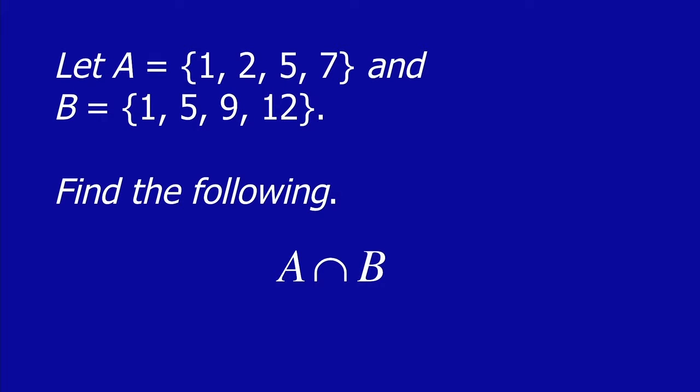Let the set A be equal to the set of numbers 1, 2, 5, 7, and let set B be equal to the set of numbers 1, 5, 9, 12. Find the following. A intersection B.